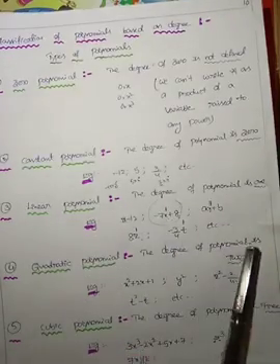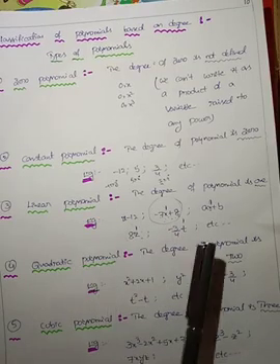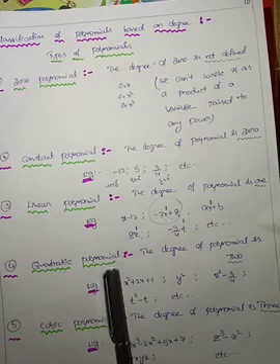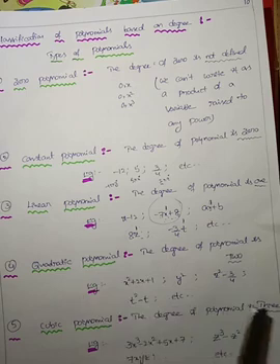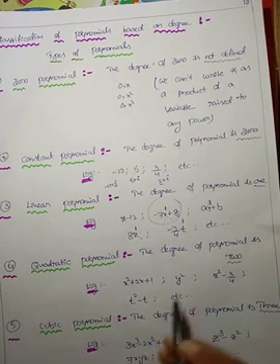If the degree of the polynomial is 2, then that polynomial is called a quadratic polynomial. And if the degree of the polynomial is 3, then the polynomial is called a cubic polynomial.